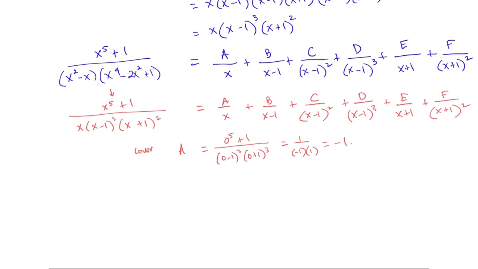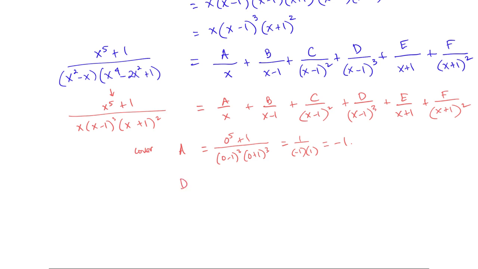We won't be able to use this cover-up method to find the coefficient b, which is the coefficient in the numerator of x minus 1, because if we plug in 1, then we would end up with 0 when we cover only one factor of x minus 1. We can find the coefficient d because we would cover the entire x minus 1 cubed. When we cover x minus 1 cubed, we would plug in x equals 1.